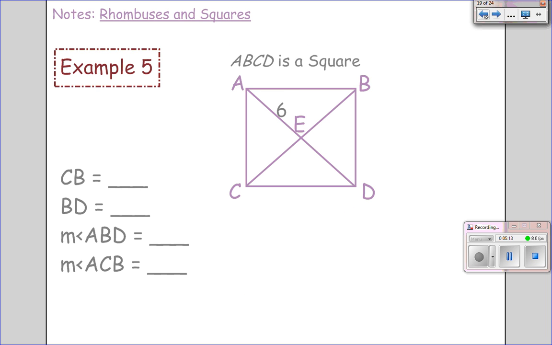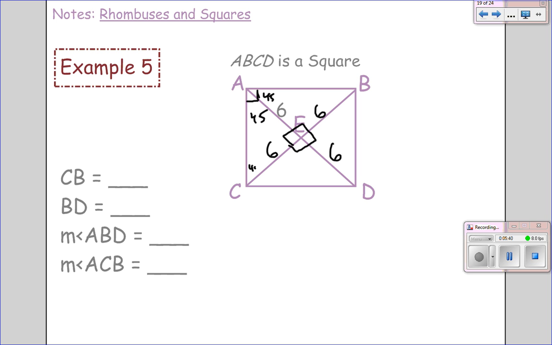All right, finally, we'll look at this picture here, if ABCD is a square. So if it's a square, it's a rhombus, so all these angles are 90 in the middle. If it's a square, it's also a rectangle, so the diagonals are congruent to each other, so 6 and 6. And if it's a square, it's a parallelogram, but it's also a rhombus again, which means it cuts the 90-degree angle in half to 45 and 45.